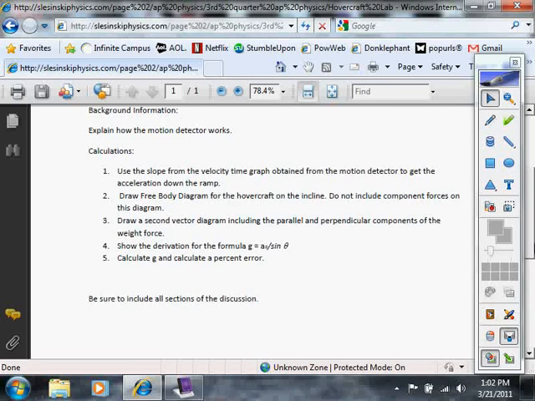Draw a free body diagram. Draw a second free body diagram including the components of the weight force. Show the derivation of g equals a parallel over sine theta. We did that in class. And then calculate g and the acceleration percent error. Okay? And then be sure to include all sections of the discussion. So that'll be due a week from today. Okay?